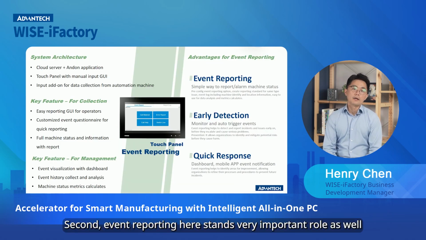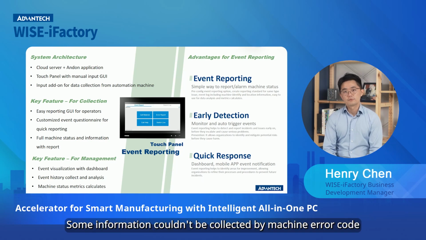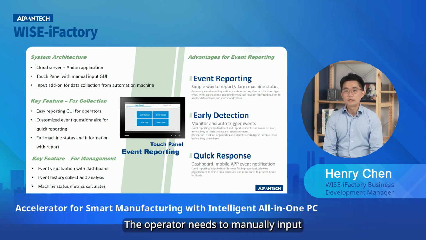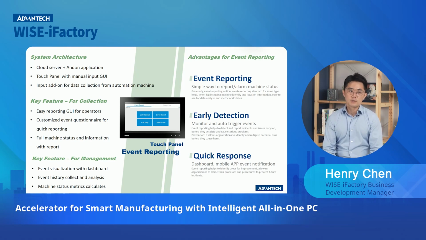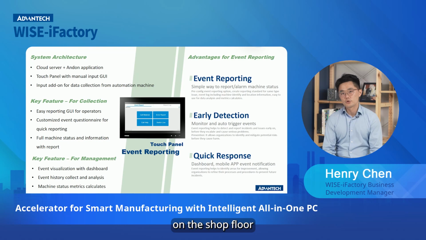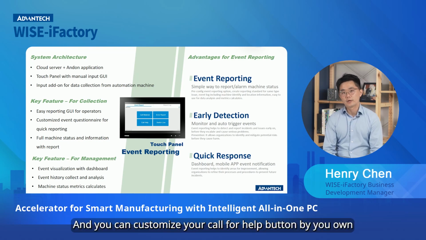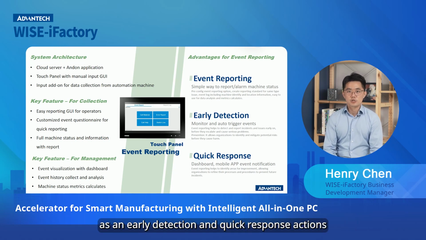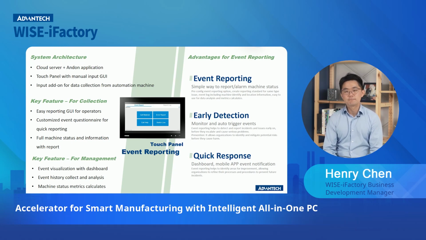And second, event reporting here plays a very important role as well. For some information that couldn't be collected by the machine's error code, the operator needs to manually input it, and the system will notify the supervisor what's going on on the shop floor. You can customize your call-for-help buttons on your own for early detection and quick response actions.